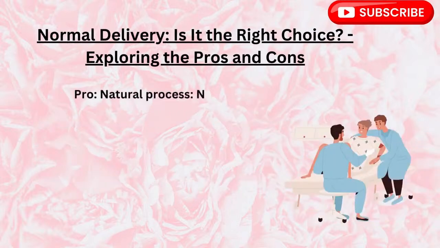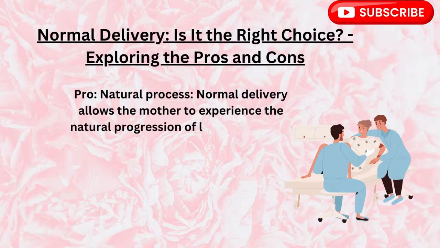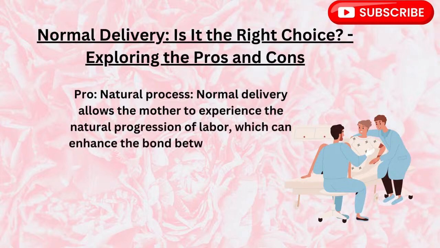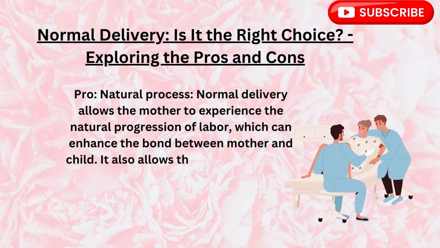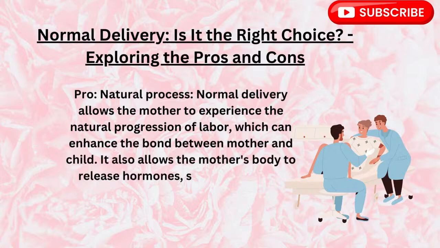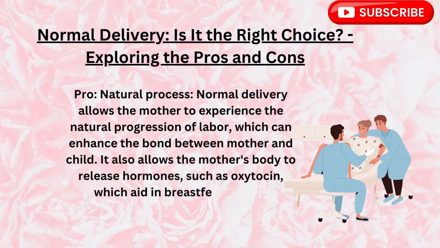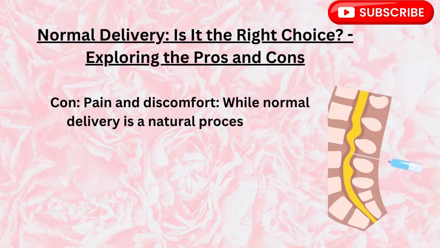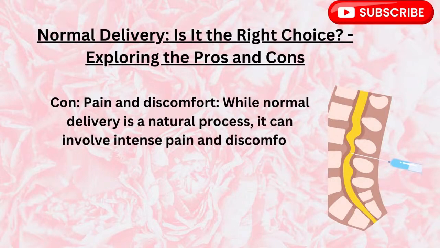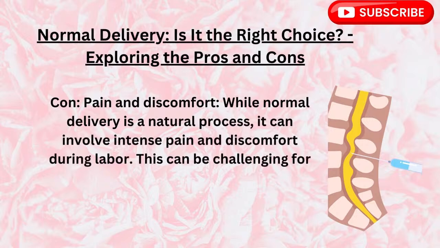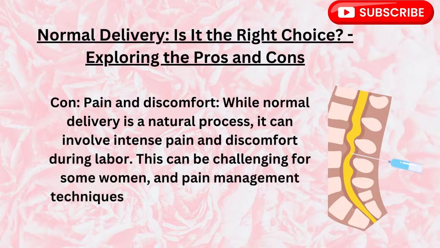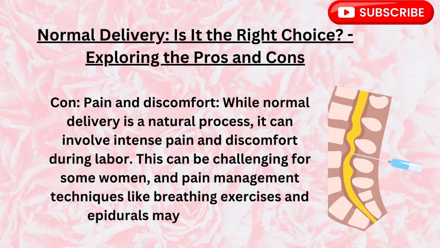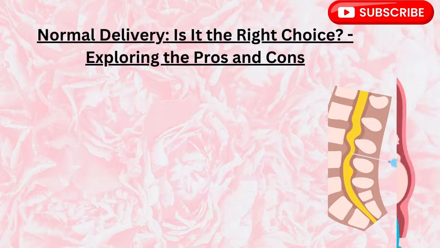Pro. Natural process. Normal delivery allows the mother to experience the natural progression of labor, which can enhance the bond between mother and child. It also allows the mother's body to release hormones, such as oxytocin, which aid in breastfeeding and postpartum recovery. Con. Pain and discomfort. While normal delivery is a natural process, it can involve intense pain and discomfort during labor. This can be challenging for some women, and pain management techniques like breathing exercises and epidurals may be necessary.